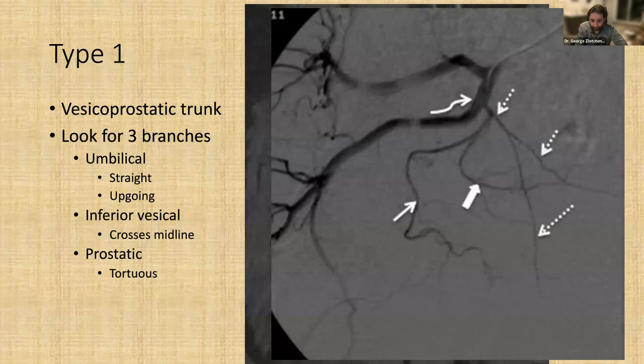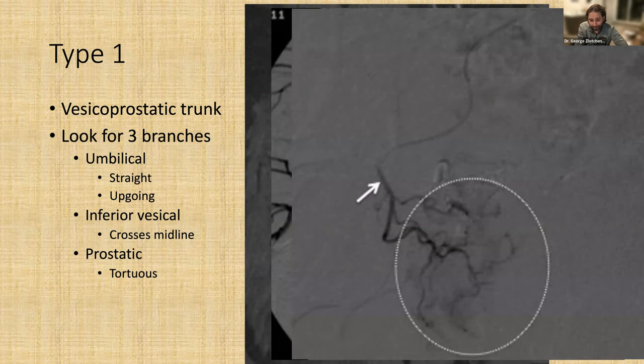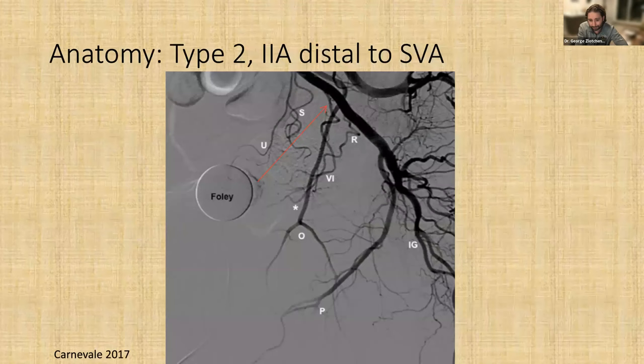Here's another good example. And you can see the prostate artery is cannulated. You'll see staining of the prostate. This is type two. It arises separately from the internal iliac artery distal to the superior vesicular artery. So you can see the superior vesicular artery, S, and umbilical artery, U, are superior to the prostate artery.